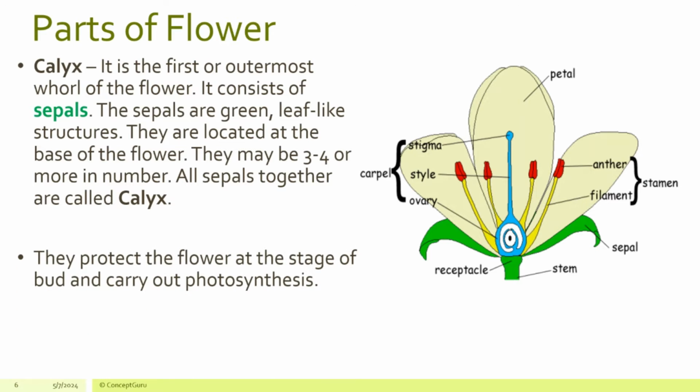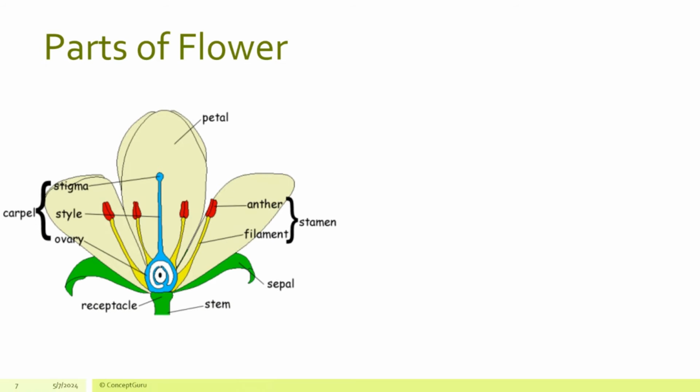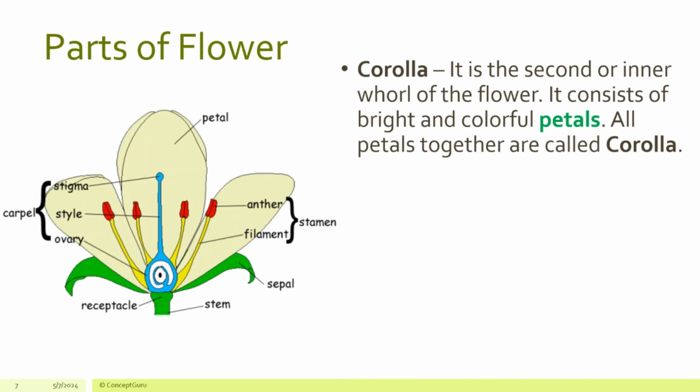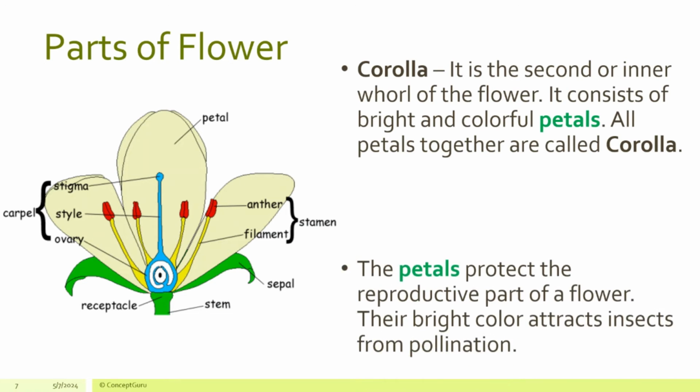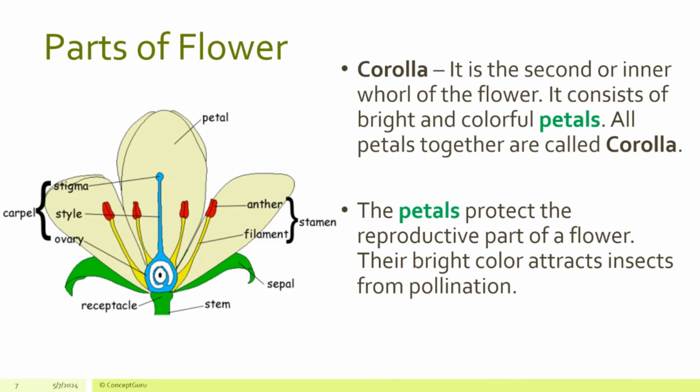Now, what does the calyx do? It protects the flower at the stage of bud and carries out photosynthesis. Now, let's move to the next part of the flower, that is the corolla. It is the second or inner whorl of the flower. It consists of bright and colorful petals. All petals together are called the corolla. And what does the corolla do? The petals protect the reproductive part of a flower. Their bright color attracts insects for pollination.